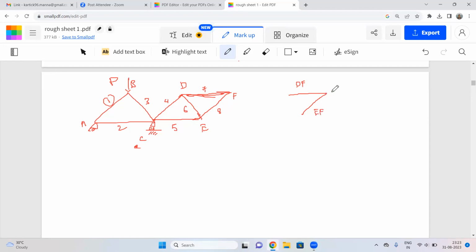That is your joint F. The value of the forces. What will be the value of the forces FDF and FEF?